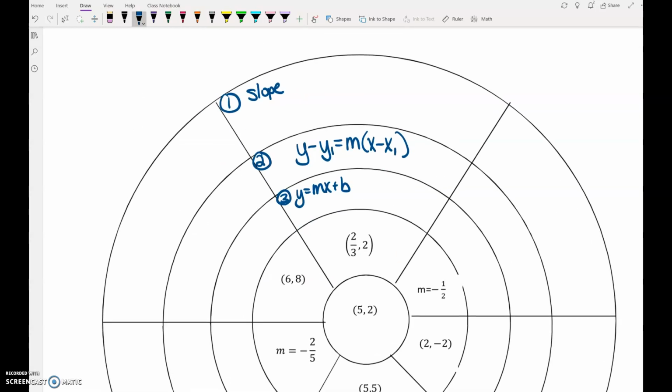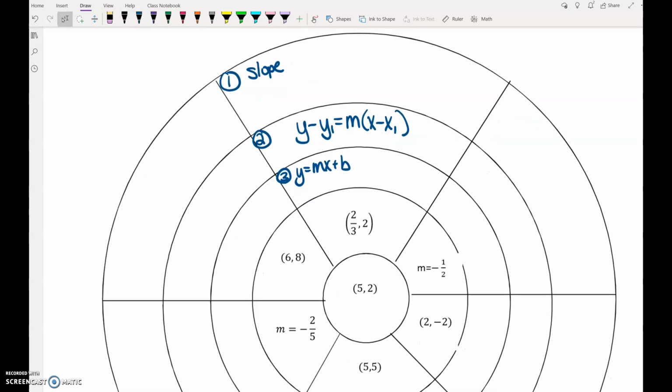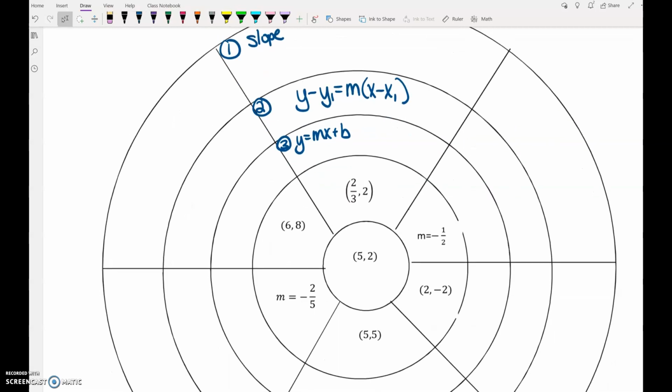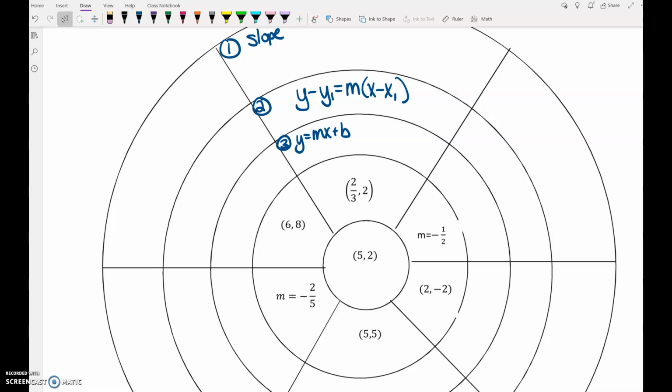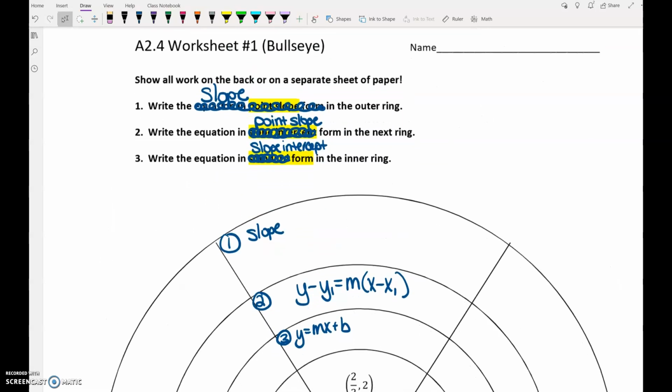Okay, now some of these, like this wedge here on the right and this wedge down here on the left, it already gives you the slope. So basically your outer ring part is done. You would just write -1/2 in the outer ring or -2/5 in the outer ring. And you have less to do on those two problems. Write it in point slope form, write it in slope intercept form, put those on the other two rings. Give me a thumbs up if you understand the directions for this assignment now. Okay.